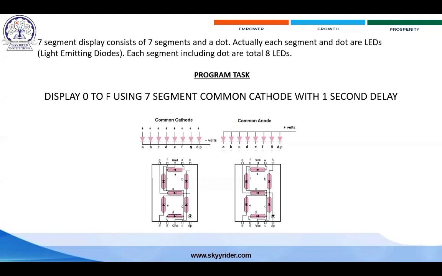So in today's webinar, or today's class, we are going to perform a task, and that task will be showing 0 to F or 0 to 9 on the 7-segment common cathode display with 1 second delay. Is that clear? That will be our task of today.